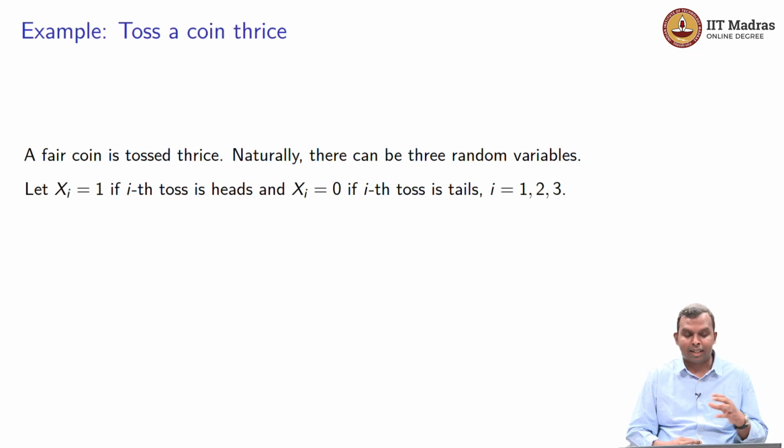Okay, so this x1 is an indicator for the first toss being heads, right? It's 1 if the first toss is heads, 0 if the first toss is tails, right? And then now you can do x2, x3, isn't it? So x2 is for the second toss, x3 is for the third toss.